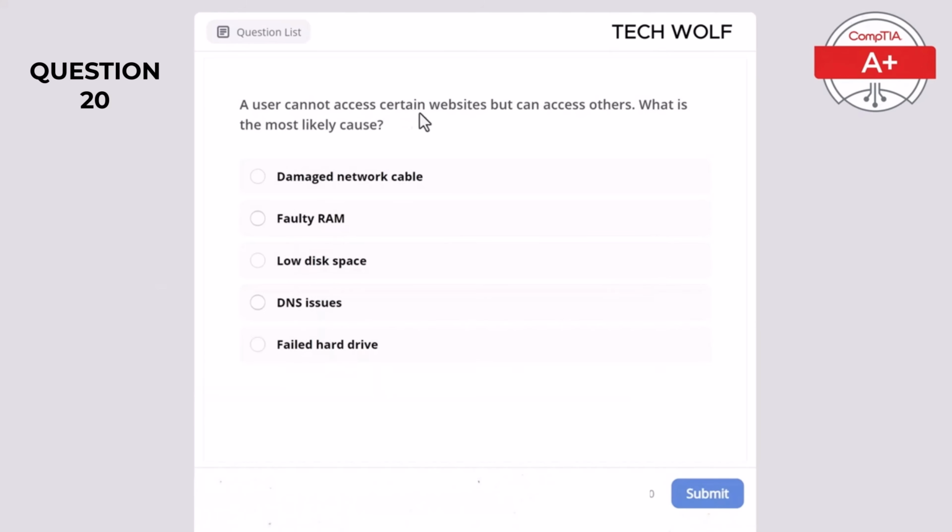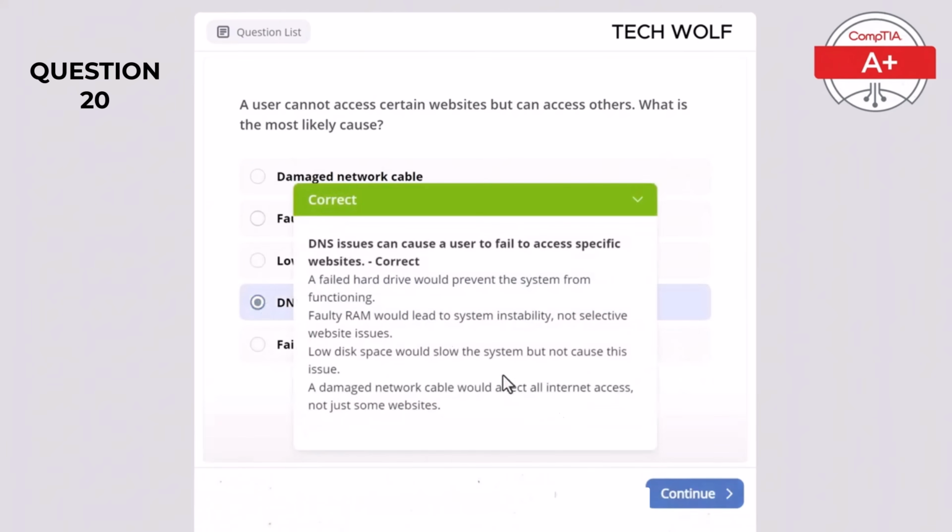A user cannot access certain websites but can access others. What is the most likely cause? Damaged network cable, faulty RAM, low disk space, DNS issues, or failed hard drive. And the correct answer here is DNS issues, as DNS issues can cause a user to fail to access specific websites.